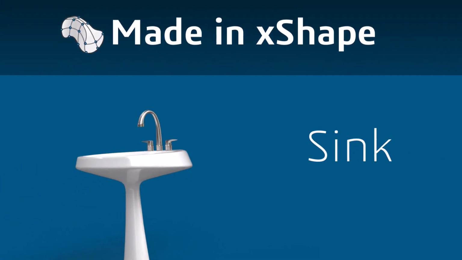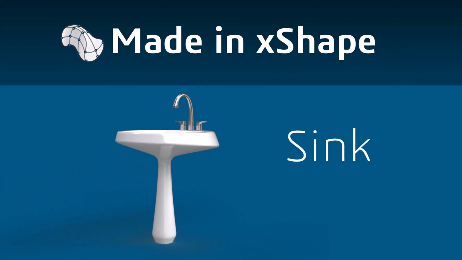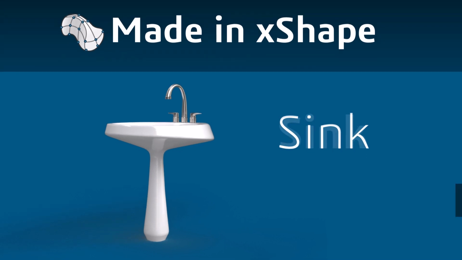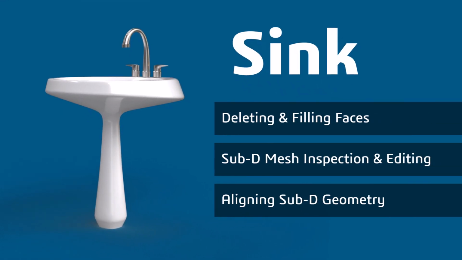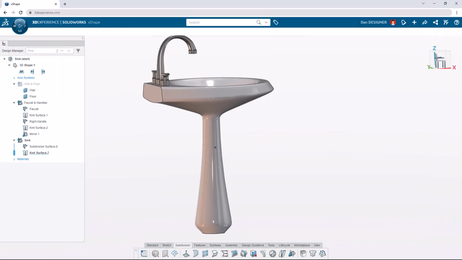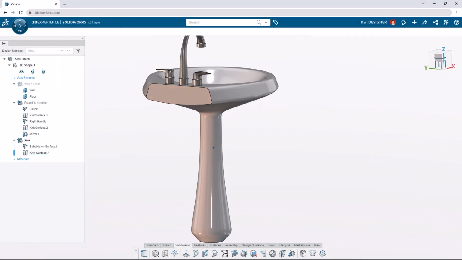In this tutorial, we're going to create a sink using Solidworks xShape, a cloud-based subdivision tool for freeform 3D modeling. The following topics will be included in this workflow. You can find what you need to get started and design along with us using the link in the description below.